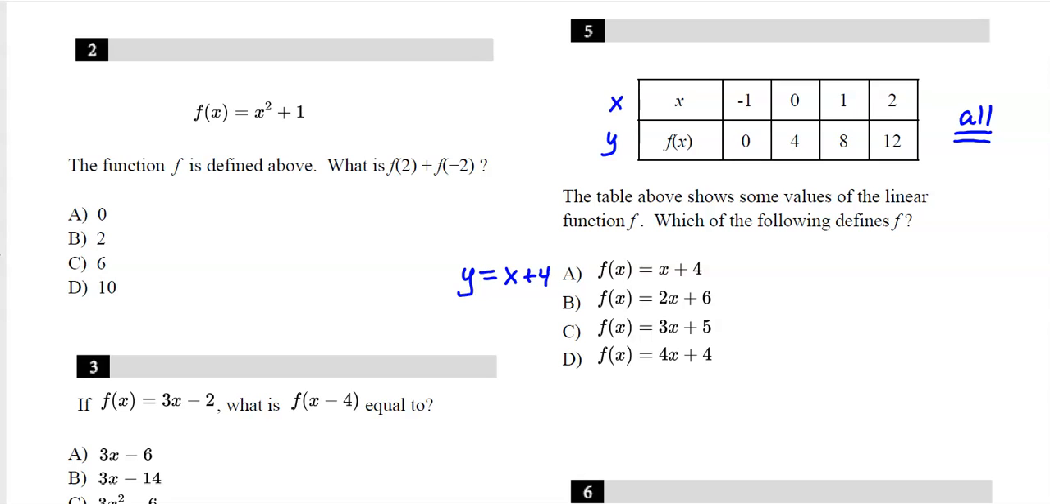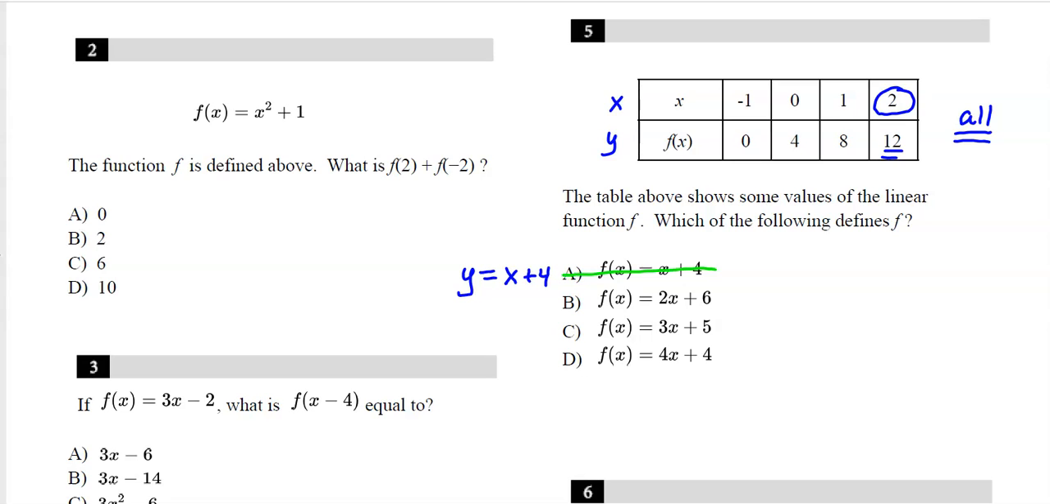So for instance, if I plug 2 in for x, right here, 2 plus 4 is supposed to be 6. Well, in the table it says when you plug 2 in you get a 12. So I know that that first one cannot work. I know that one's not going to be it.